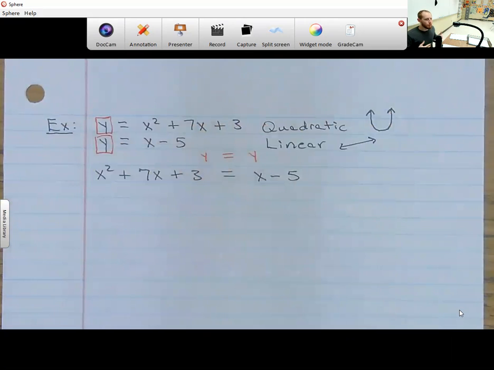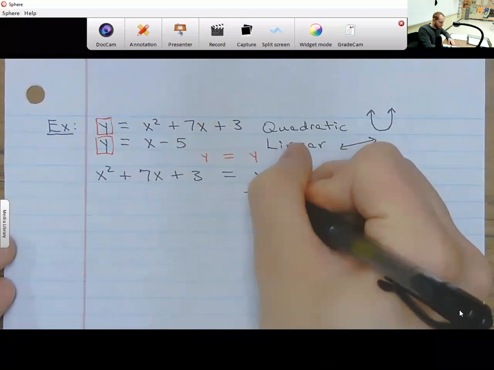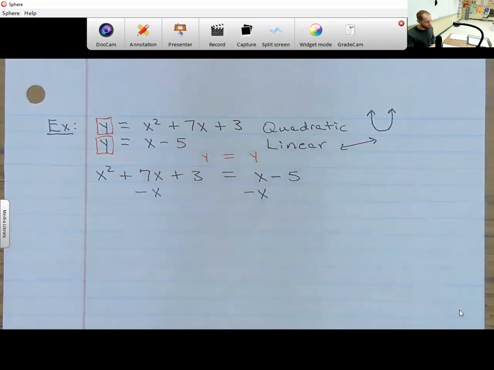I always put my quadratic side on the left, and I always put my linear side on the right. Okay? So now let's get everything on one side, make the other side equal to 0, and then maybe we can factor it or use the quadratic equation or something like that. So to get rid of this x, I have to subtract it from both sides. So I'm going to subtract x from both sides.